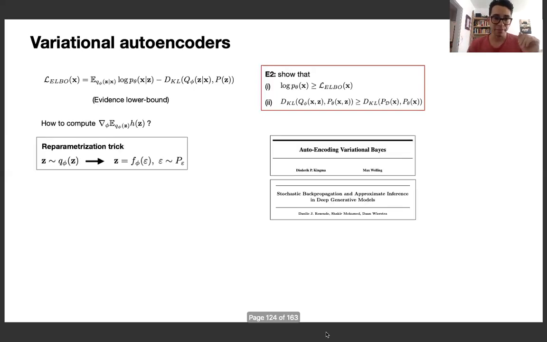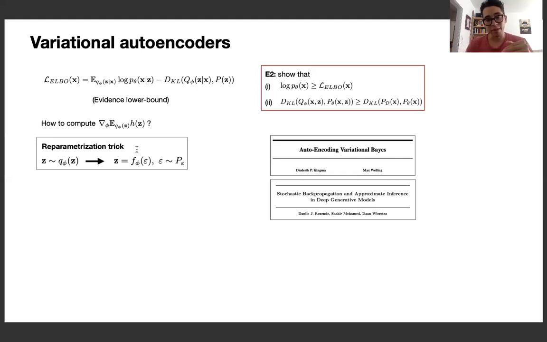So there is this reparameterization that we're going to do, and the idea is actually very simple. Instead, we will see the samples from our encoder distribution as coming from a reparameterization of our distribution itself.